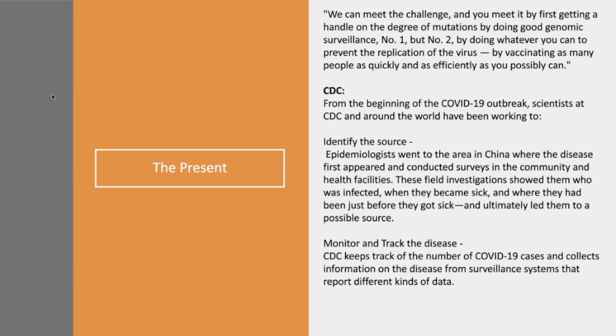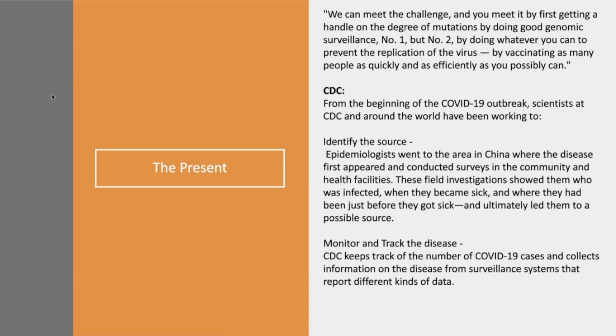Going on to the present, the CDC, from the beginning of the COVID-19 outbreak, scientists at the CDC and around the world have been working to identify the source. Epidemiologists went to the area in China where the disease first appeared and conducted surveys in the community and health facilities. These field investigations showed them who was infected, when they became sick, and where they had just been before they got sick, and then ultimately led them to a possible source.